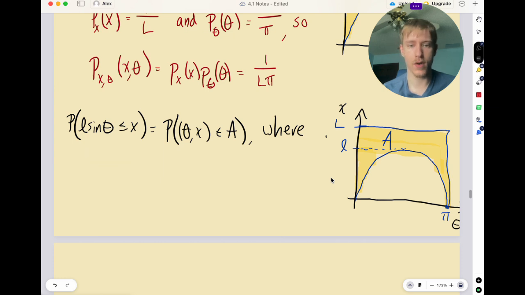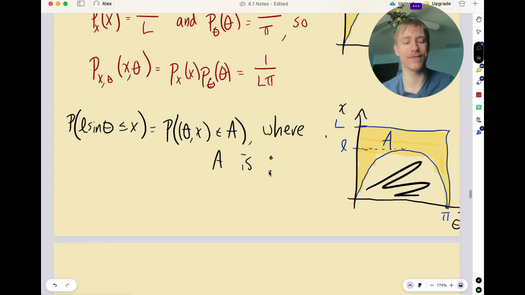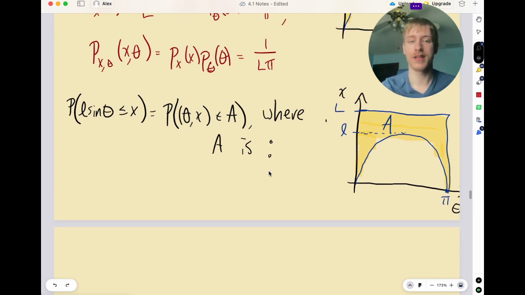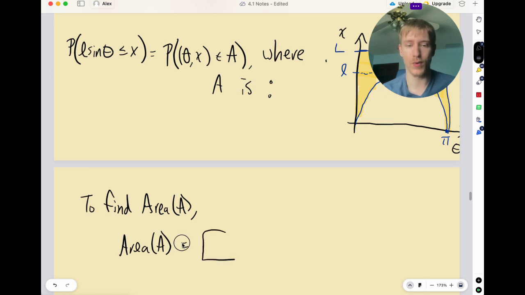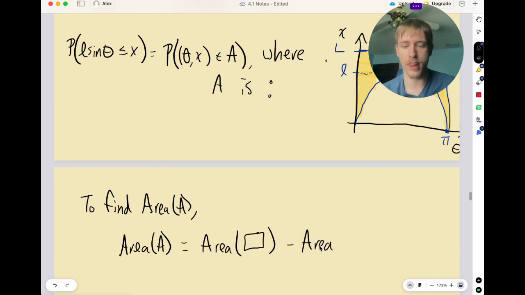Okay. So how do we find this area so then we can subtract it from the whole thing? Well, we're just going to integrate. Okay, so to find A, or the area of A, we're just going to take the entire thing, so this whole entire rectangle, area of the rectangle, minus the area of, let's see, that curve. Okay?